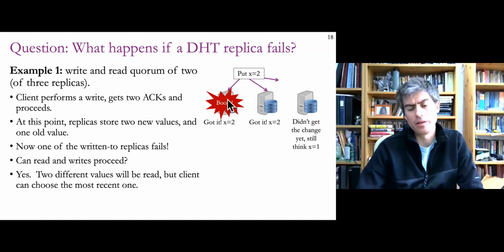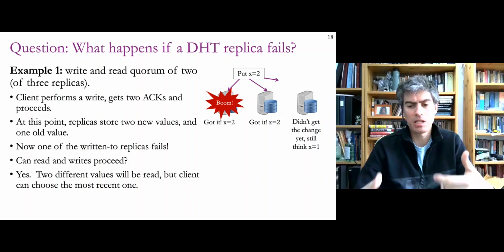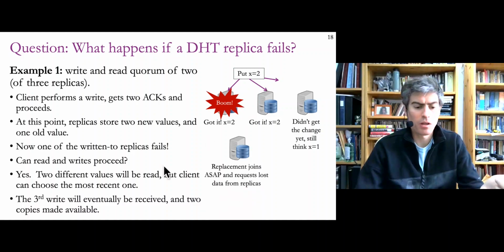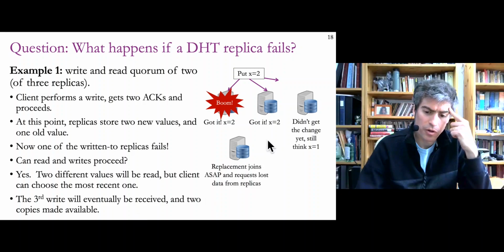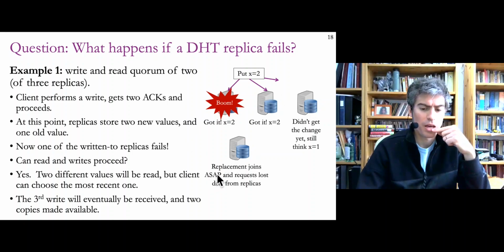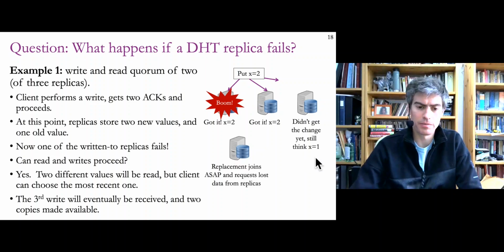When we read, we'll send requests to all 3. Now this failed one won't respond, but we'll get a response from these 2. Now we get 2 different responses, and the client has to choose between them. If the client didn't have a timestamp on each one of them, then it couldn't really make a choice. But since there is a timestamp, you can just choose the most recent one. And also notice that when a replacement eventually joins to replace the old failed replica, it'll request all the data that should be assigned to it from the replicas, and any writes that occurred previously will be accepted by this new node.